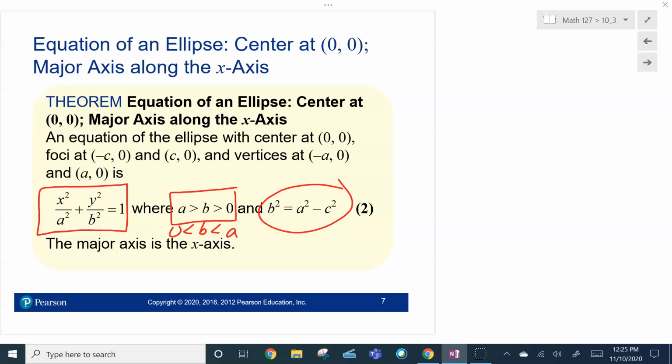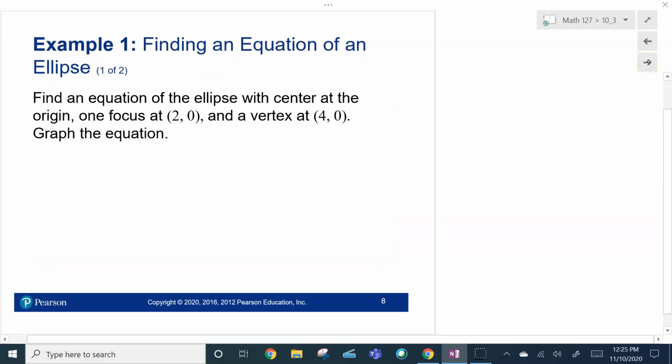Okay, a is greater than b. So the bigger number is underneath the x squared when the major axis is horizontal. Let's do some problems now.